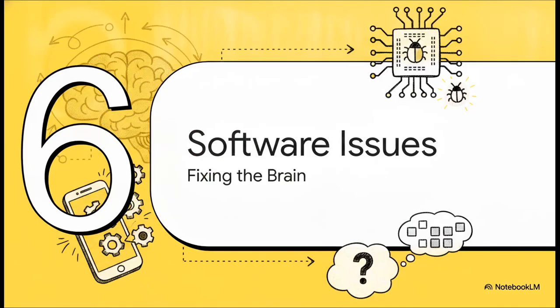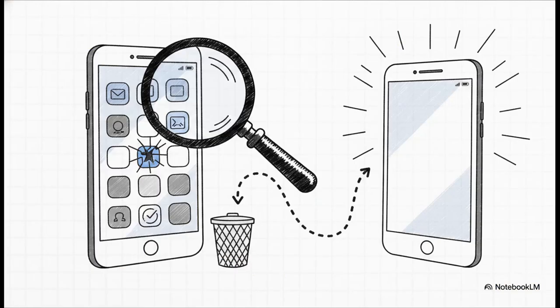Finally, Part 6. Troubleshooting software issues, fixing the brain. Because sometimes the hardware is perfectly fine, the circuits are absolutely pristine, but the phone's digital brain is malfunctioning. If your phone keeps freezing or hanging, you've got to play detective.